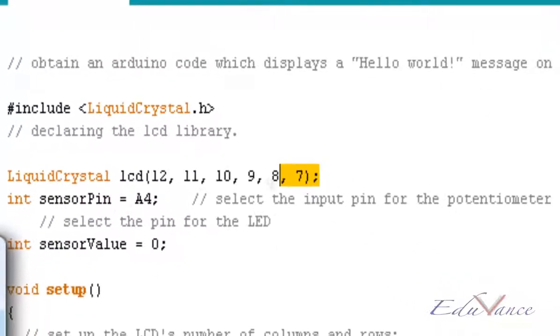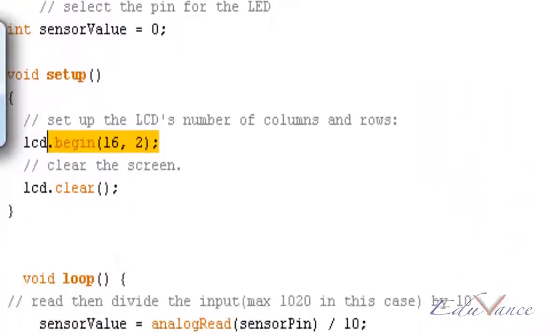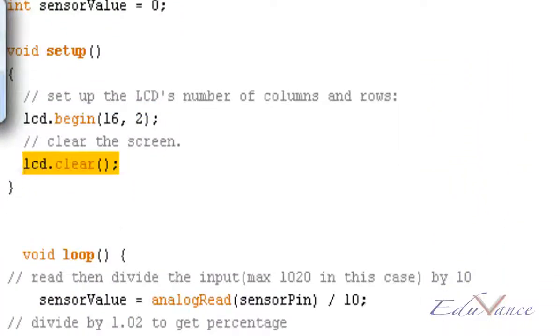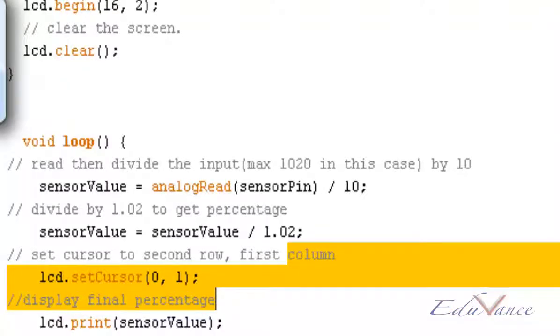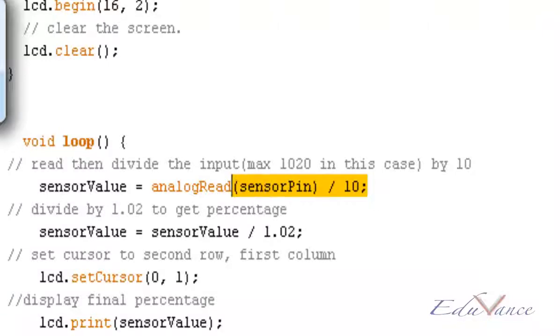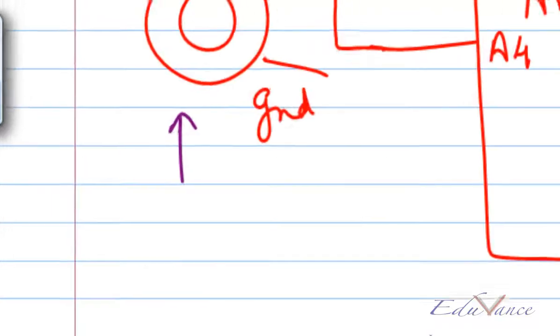First we declare the pins for the LCD. Then we declare the sensor pin as A4. The variable that takes the value will be sensor value. Then in the setup, we do the LCD begin and the LCD clear. And then first what we do is we divide this value by 10 as we want to display a percentage.